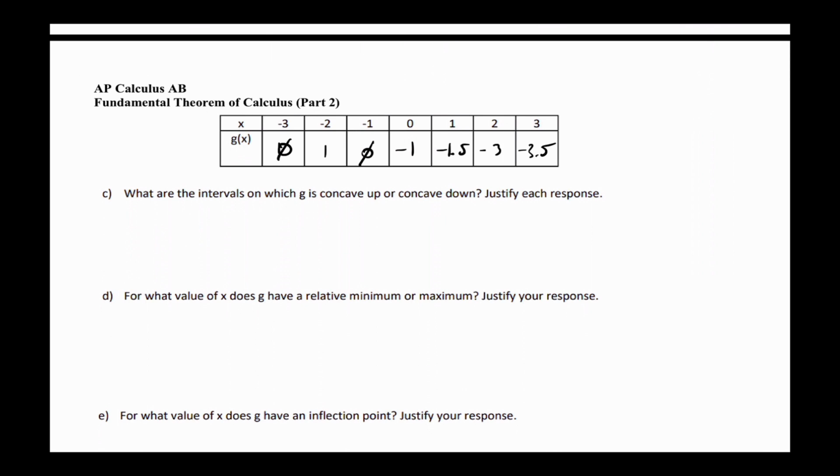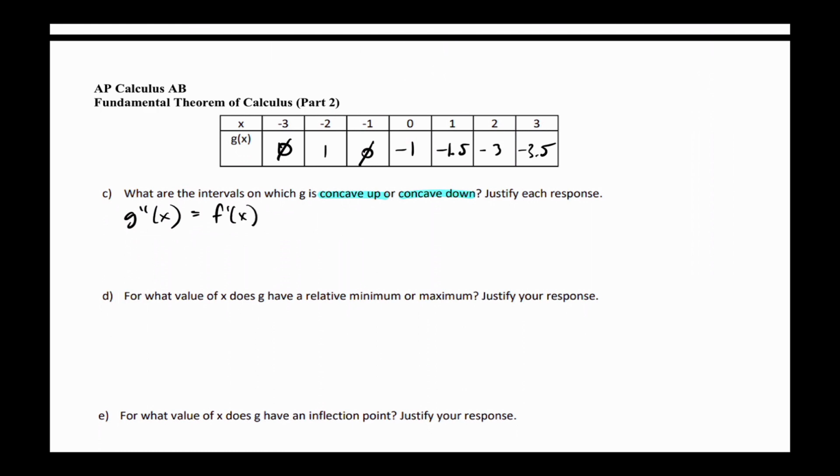Now they're asking for concave up, concave down. Again, you've seen this question before. When is G concave up or concave down? What's the definition for when G is concave up or concave down? So G double prime is positive or negative, right? Okay. Well, what is G double prime? G double prime is the same thing as what? F prime.